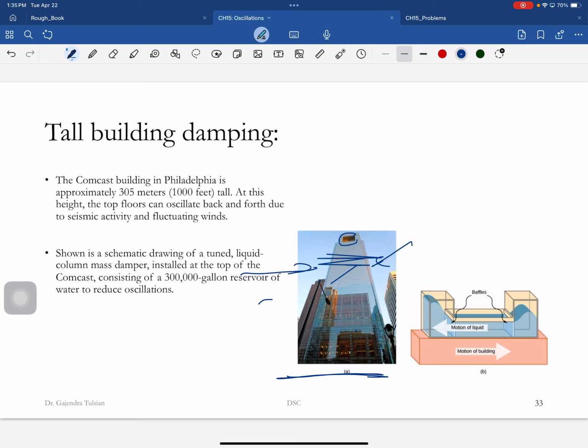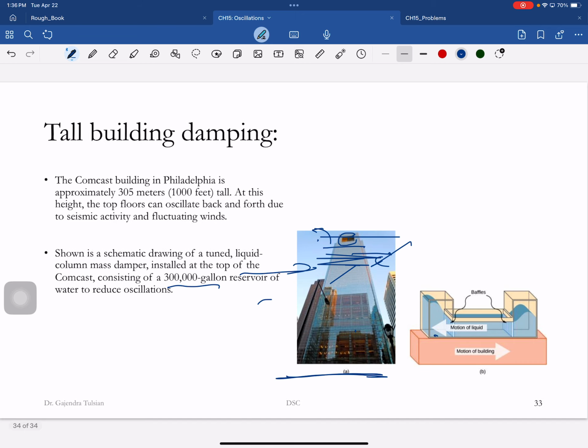On the top here, there's a tank of water. As the building sways this way, the water still is back there. And then as this building sways back, that's when the water is going that way and it's providing friction. So all these tall structures have damping in them. This is a 300,000 gallon reservoir.